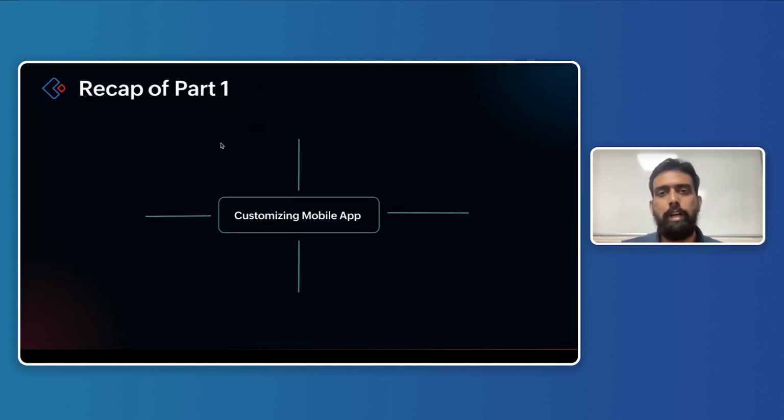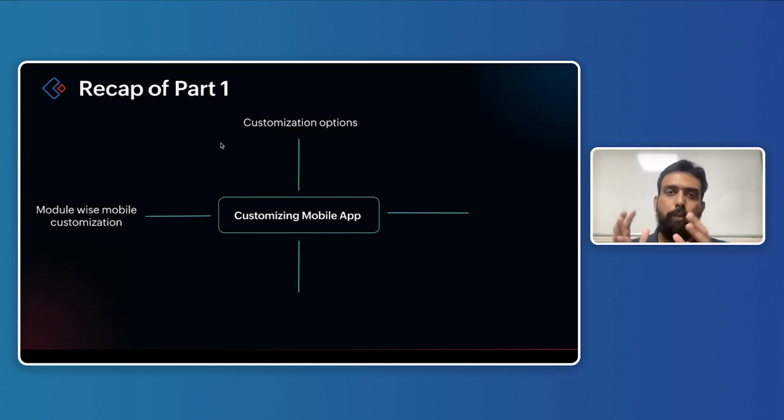I'll also give you a small recap, for people who have not attended the session last month, of what we had covered. We had customization options that we explained in detail, and we also talked about some of the module-wise mobile customization options that are available. For example, we have form customization options specific to mobile, and we have report options which are specific to mobile, and so on. All those were covered in detail. We also showcased progressive web applications, where you can access, in the browser, the applications that you have created for mobile.